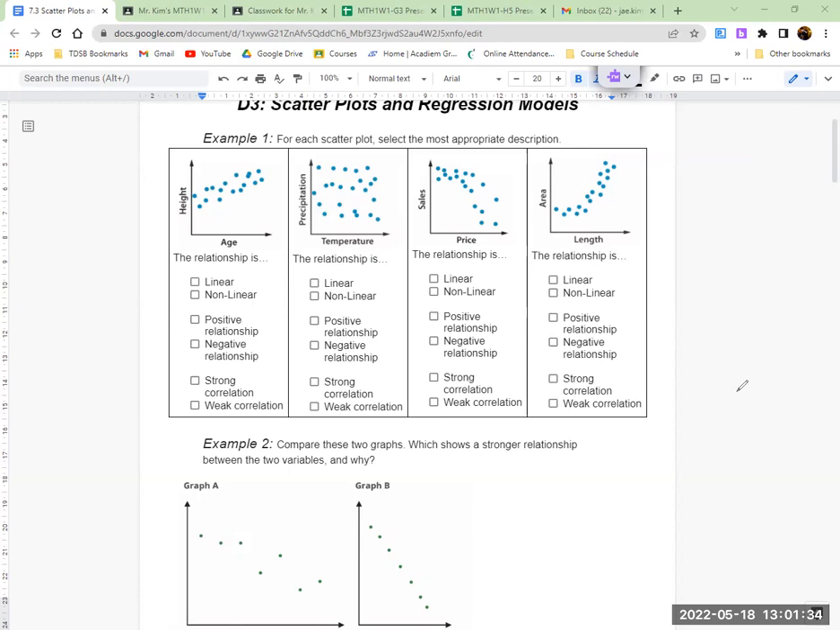Example number 1 on the left side. If this was my scatter plot and I asked you to identify a relationship between x and y, in other words, age and height, would you say, number 1, is the relationship there? And number 2, if it's there, is it a straight line or not? Is it linear or non-linear? Let's check it out. Hands up, ready? Go for it.